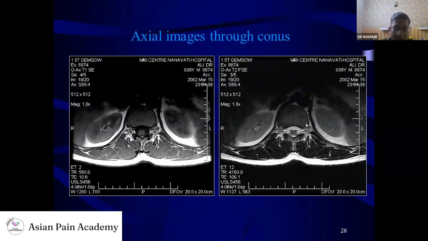Here we can see on the T1 and T2 weighted images, this black thing is actually representing the CSF, which is within the thecal sac, and within this thecal sac, we can see the cord. So this is the cord and this is the thecal sac. Here we can see the nerve roots exiting from the cord, the ventral and the dorsal rami of the nerves.